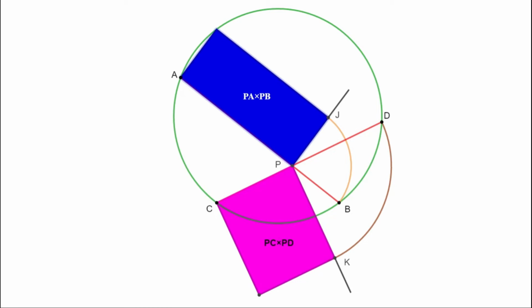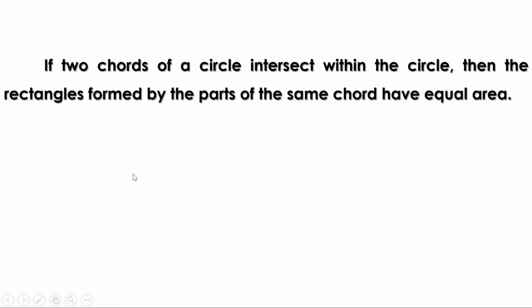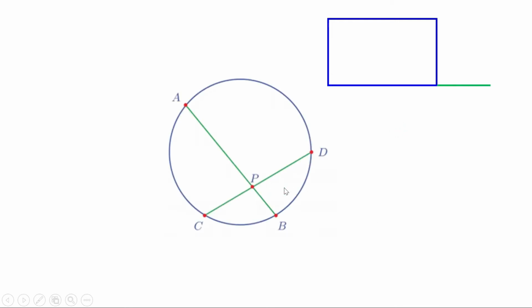That means if two chords of a circle intersect within the circle, then the rectangles formed by the parts of the same chord have equal area. This can be used in different ways. For example, suppose we have a rectangle. We need to draw another rectangle of the same area, but the length is different. Length is this much. We can use this idea to draw the rectangle.